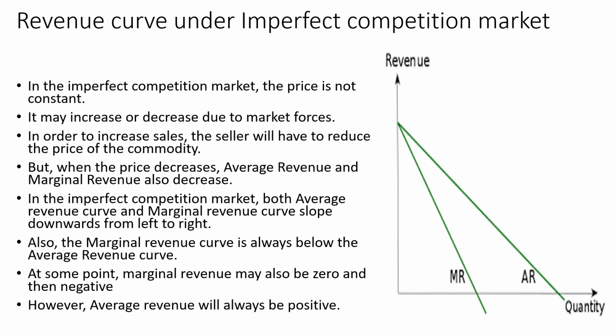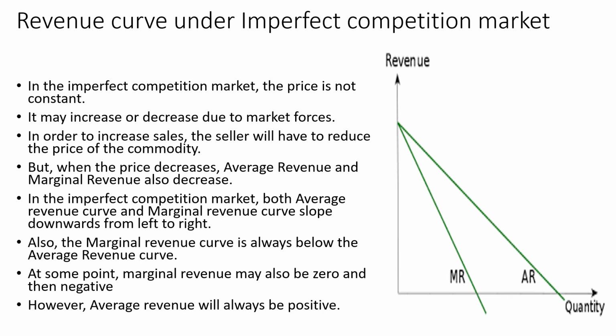And coming to imperfect competition, you could see that the price is not constant. As a result, you could see that the average revenue curve is not a horizontal line parallel to the x-axis. Now, it can increase or decrease as a result of changes in the market forces. The prices can increase or decrease.